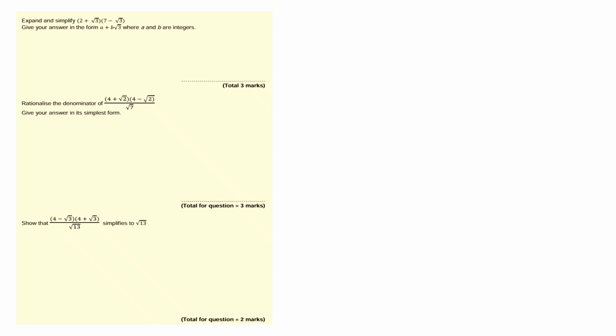Okay, my GCSE maths folks, looking at some surds in this video. This is from the Aiming for a Grade 9 booklet, looking at some grade 9 topics: expanding and simplifying with surds, double brackets, and rationalizing the denominator. So, expand and simplify (2 plus root 3) times (2 minus root 3).